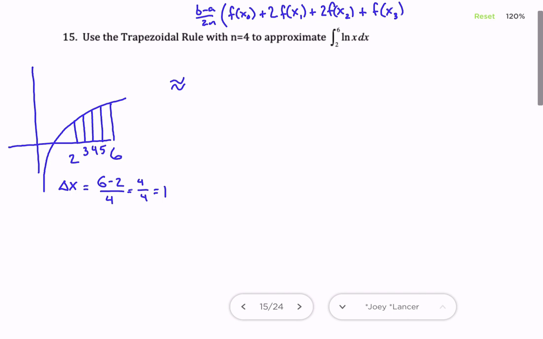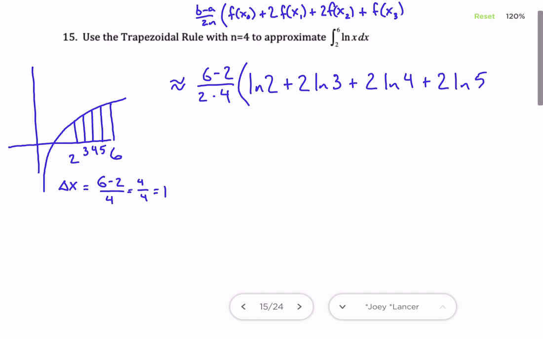So in this case, b minus a over 2n is going to be 6 minus 2 over 2 times 4. And then we need to figure out all of our y values. So it's going to be natural log of 2, and then plus 2 times the natural log of 3, and then 2 times the natural log of 4, 2 natural log of 5, and then 6 is the end. So that's just going to be 1 natural log of 6.